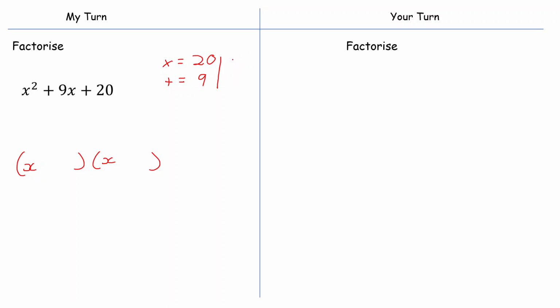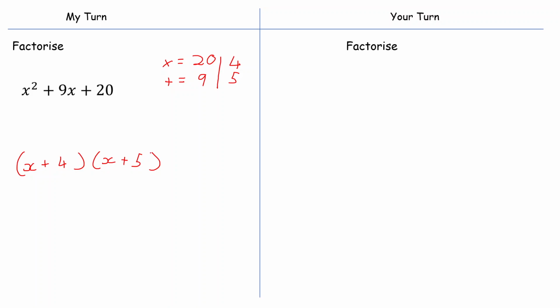So let's try a different pair that might work, like 4 and 5, because 4 times 5 is 20, and 4 plus 5 is 9. So these are your numbers, and it's really important you get this bit correct, otherwise the whole thing goes a little bit wrong. So in our bracket, it's going to be x plus 4, and then x plus this number here, 5, and it could have been the other way around. You could have written x plus 5, x plus 4, it makes no difference.